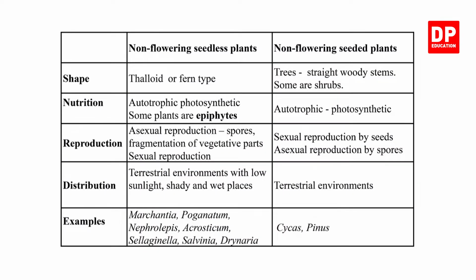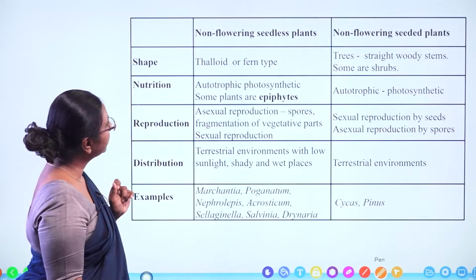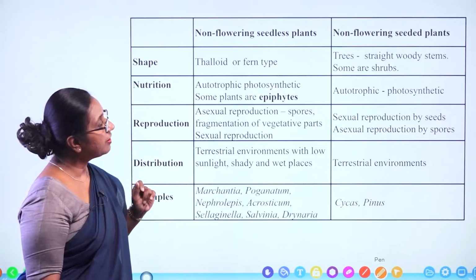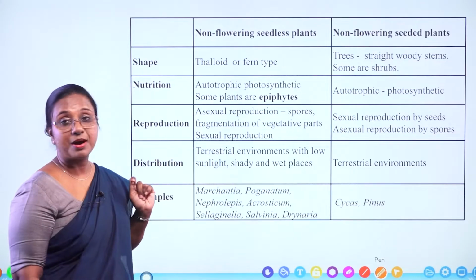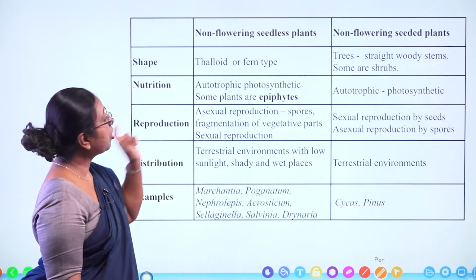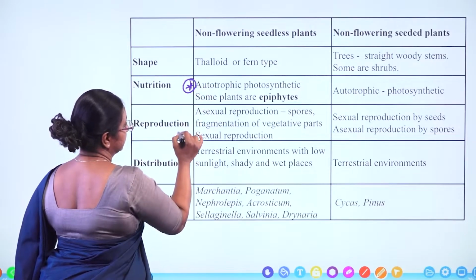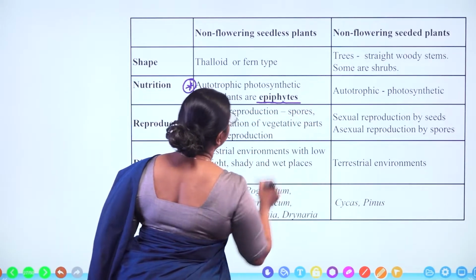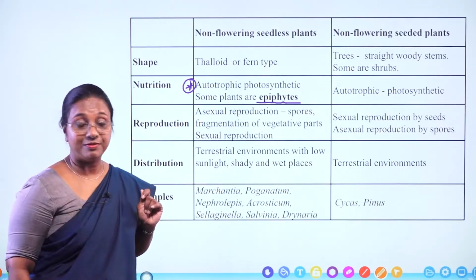Here also there are some more features. So shape, again thalloid or fern type, whereas non-flowering seeded plants, trees, straight woody stems and some are shrubs. Then nutrition, both of them are autotrophic photosynthesis. They are all autotrophic photosynthesis. Only some of these are epiphytes. Now, seedless plants, some of them are epiphytes.